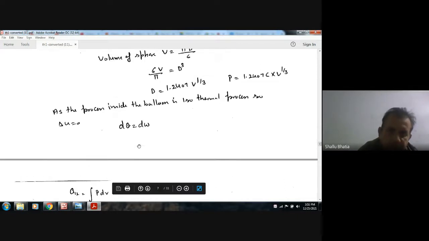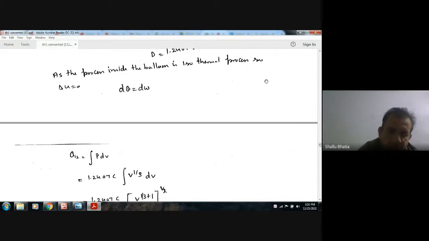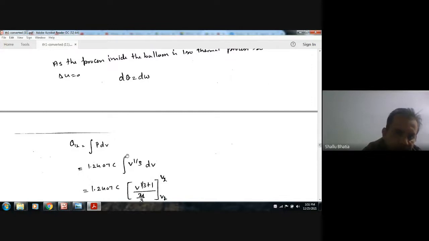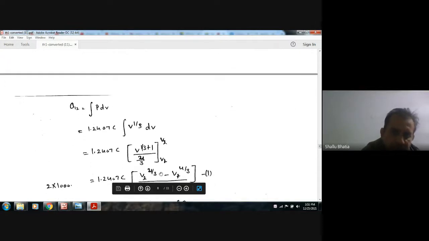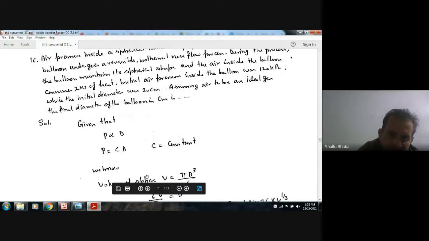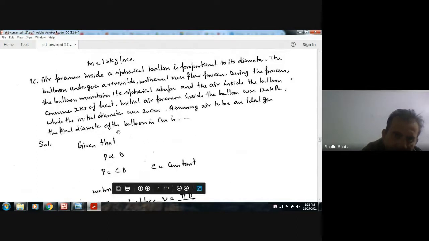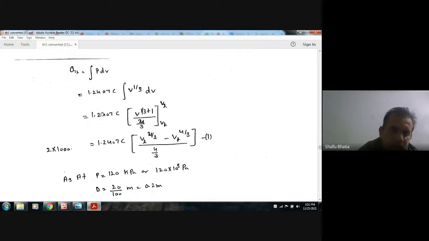The pressure variation is given like this. So PdV is the work done. Integrating it, we get V2 to the power 4 by 3 minus V1 to the power 4 by 3. Now Q12, the heat, is given as 2 kilojoules. The air consumes 2 kilojoules of heat, so the heat supplied, or heat consumed, is 2 kilojoules. So this is 2000 joules.